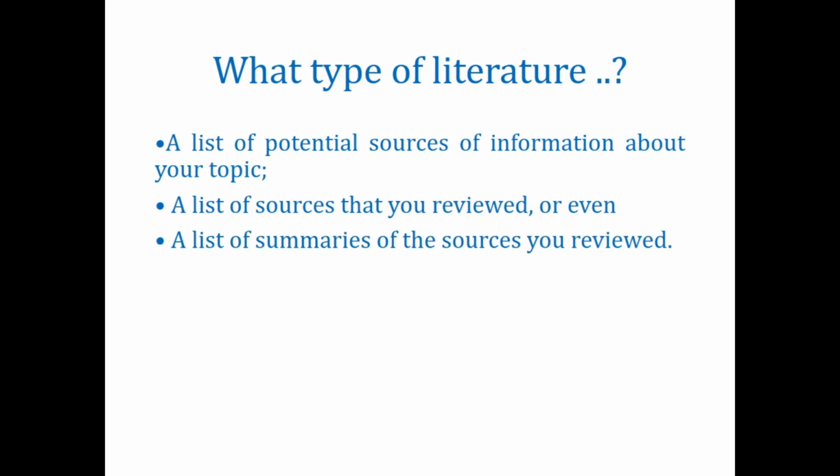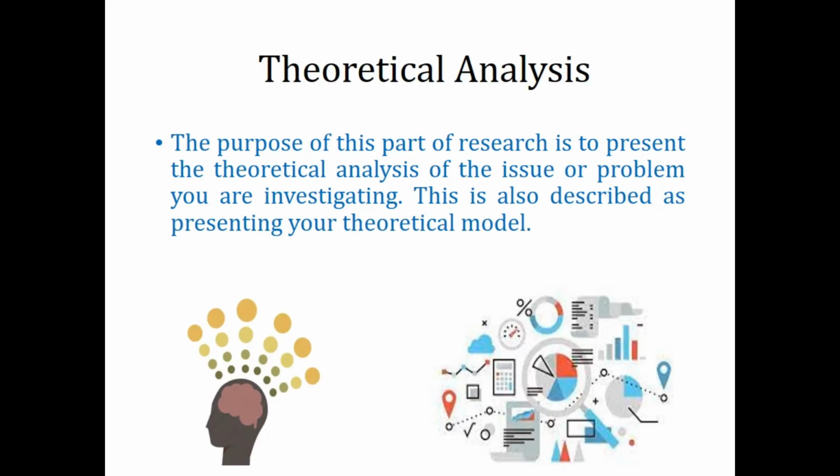Why and what types of literature? A list of potential sources of information about your topic. A list of sources that you reviewed or read in your previous and present studies. A list of summaries of the sources you reviewed in past and present literature. Theoretical analysis. The purpose of this part of the research is to present the theoretical analysis of the issue or problem you are investigating. This is also described as presenting your theoretical model.